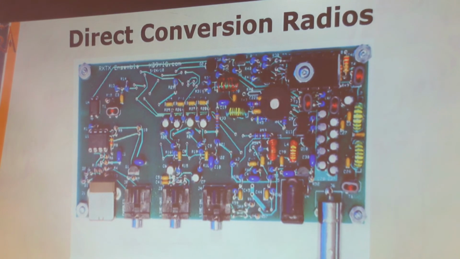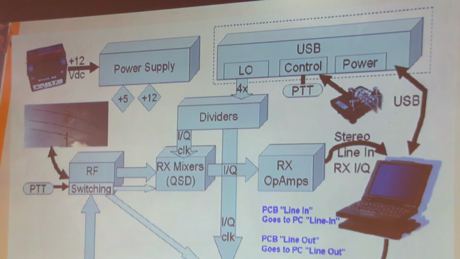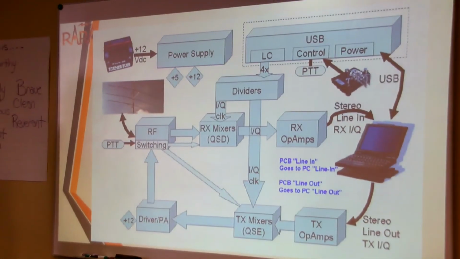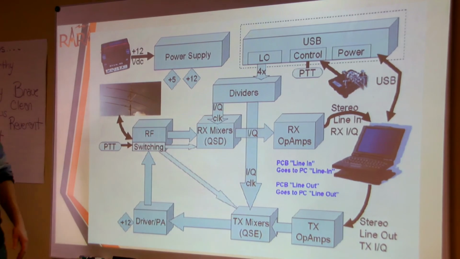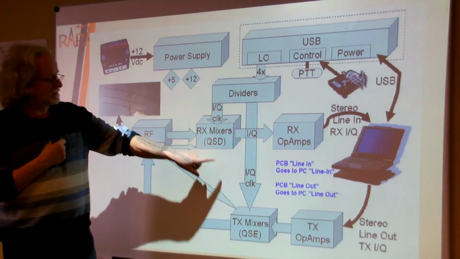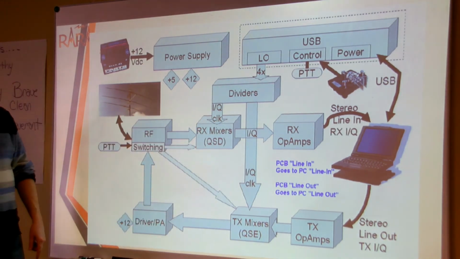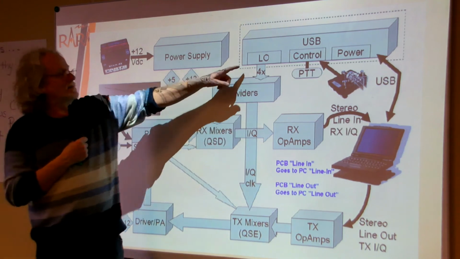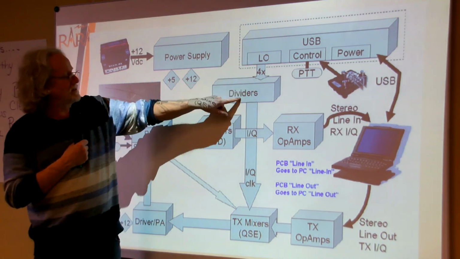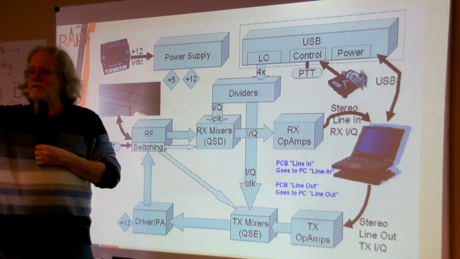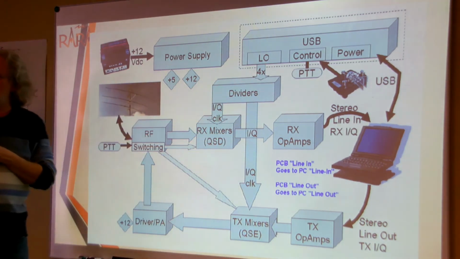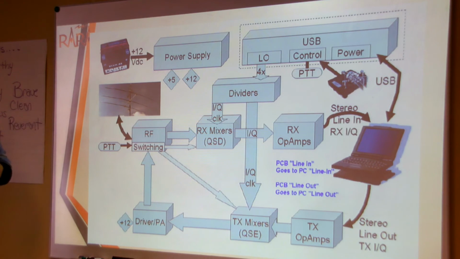So this is this little guy over on the end, and this board is actually more complicated than it needs to be because it has a 10-watt amplifier on the end. And this is the best block diagram I could find of it. And again, they have the same mixers, QSE and QSD, which are the Tayloe mixers. The LO comes in, 4 times LO into the divider, which samples the waveform every 90 degrees, and works black magic in analog and comes up with I and Q. And we can see that in a minute.